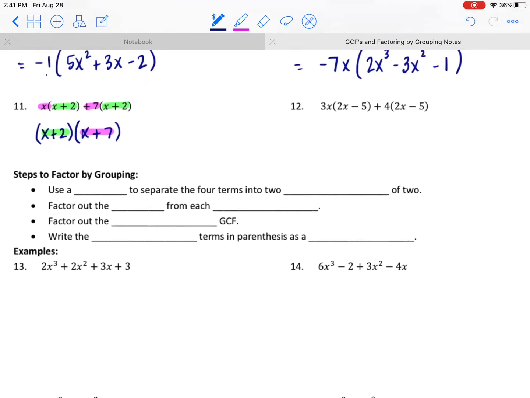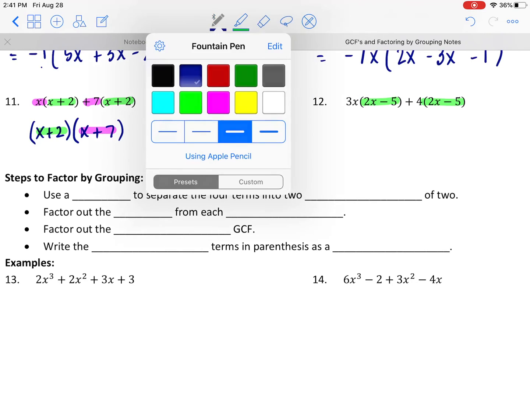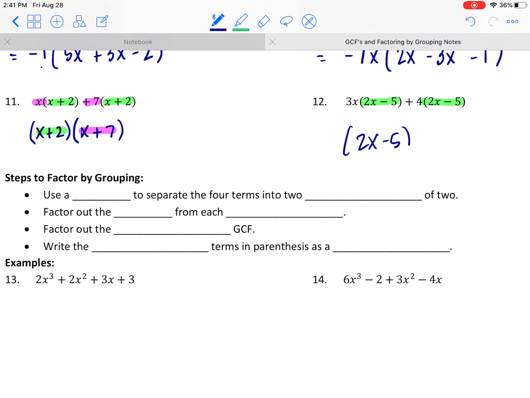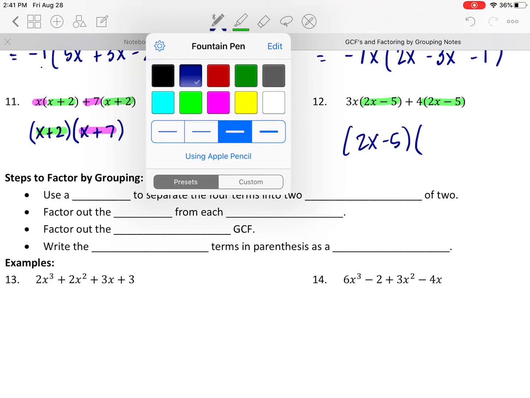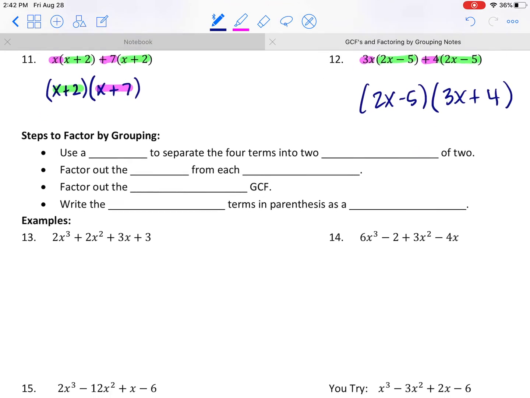Okay? So here, again, we've got one term plus a second term. And what do they both have in common? Well, they both have a 2x minus 5 in common. So I'm going to factor out that GCF of 2x minus 5. And then what's left over when I factor that out or divide that out? What's left over is the 3x and the plus 4. So 3x plus 4 and done. Okay? And that process of being able to factor out a common binomial factor is going to be helpful for what we're looking at next.